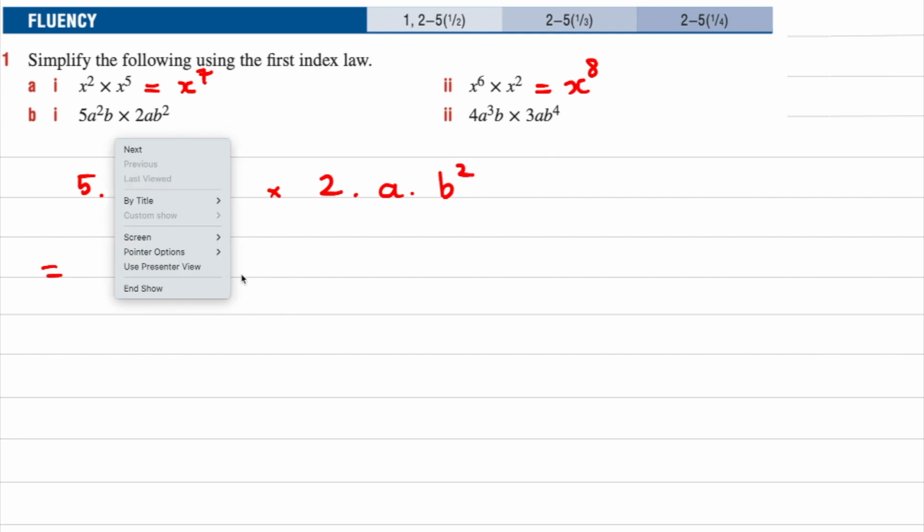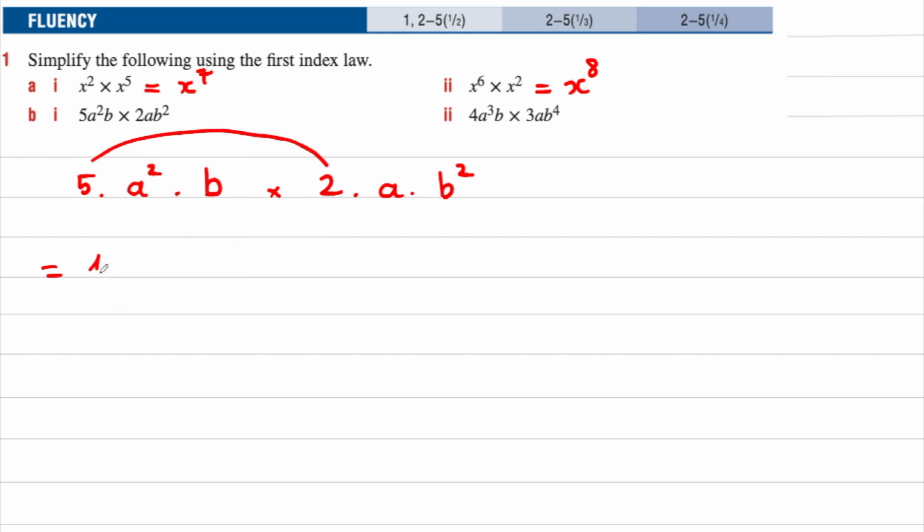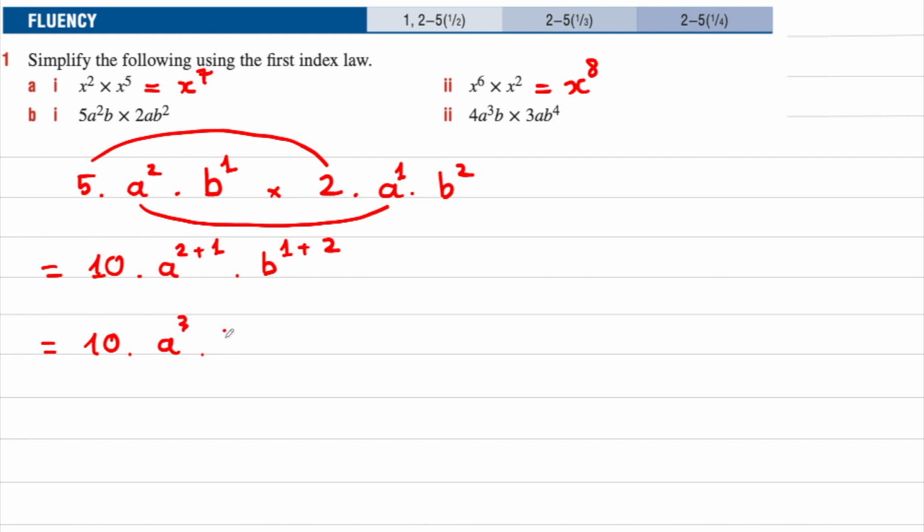First, the constant numbers 5 and 2 multiplied together give you 10. The second one, you have a and a. The base number is a. A squared multiplied with a means a to the power of 1, so you get a to the power of 2 plus 1. For the same idea with b, you get 1 plus 2 here, because this one is b to the power of 1. And then you get 10 multiplied by a cubed and b cubed for the final result.